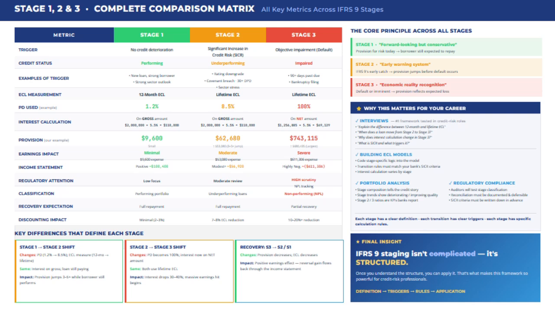So basically, IFRS 9 staging isn't complicated once you understand the structure. Each stage has clear triggers and each transition has clear rules. Application requires judgment, but the framework is defined. So you need to master this matrix, and if you have mastered this matrix, you have mastered the heart of IFRS 9, the credit risk loss provisioning.